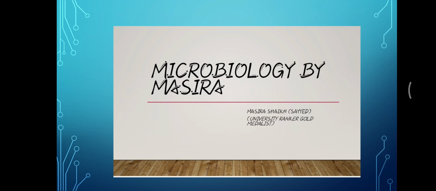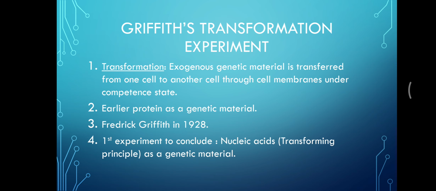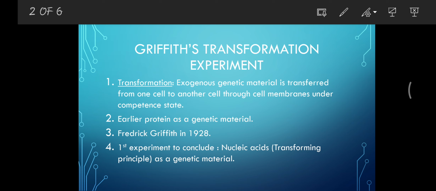In today's lecture, we are going to see about the Griffith experiment of transformation. Now, what is meant by transformation? Transformation is the vital process present in bacterial cells or organisms in which exogenous genetic material is transferred from one cell to another cell through cell membranes under a competent state. That means in favorable conditions, genetic material is transferred from one cell to another through the cell membrane, which is called transformation. This is the genetic material exchange process.